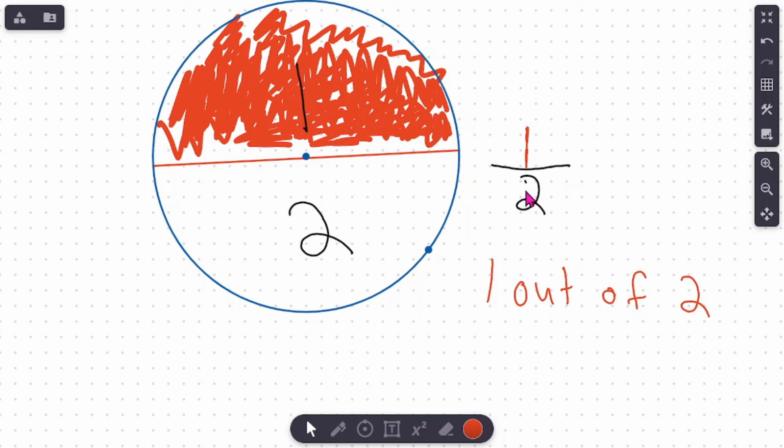I've got one more for you. Okay, rewatch this one if you need to. I'm going to put another figure up here. We're going to do the same thing, but this time I'm going to color in more than you've seen so far. All right, so a little bit of a challenge here for you.